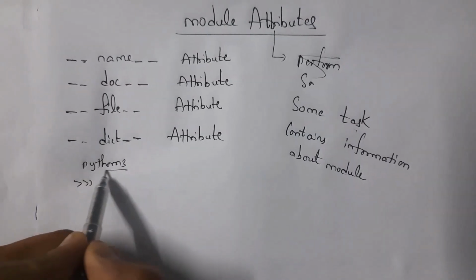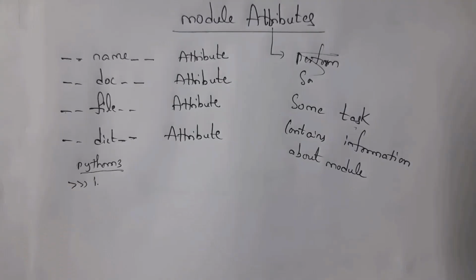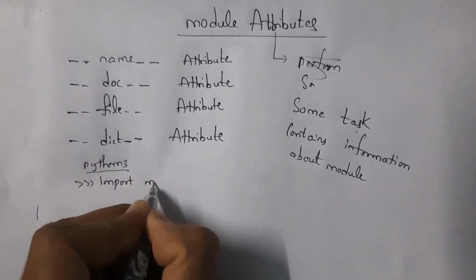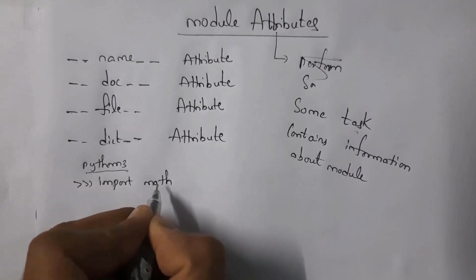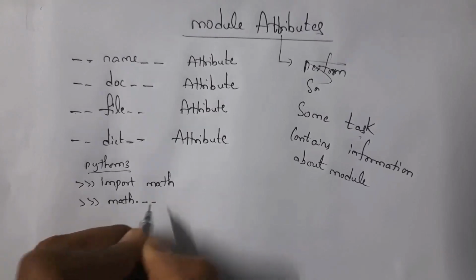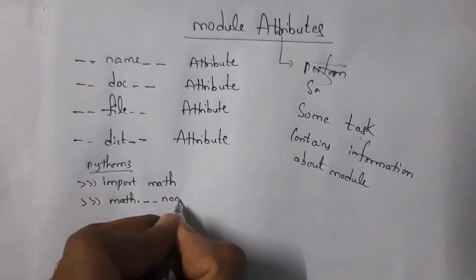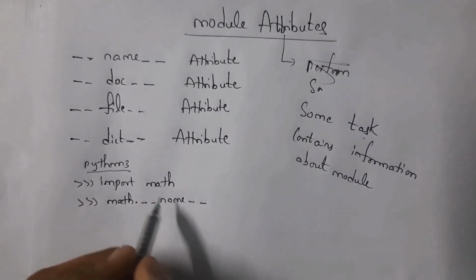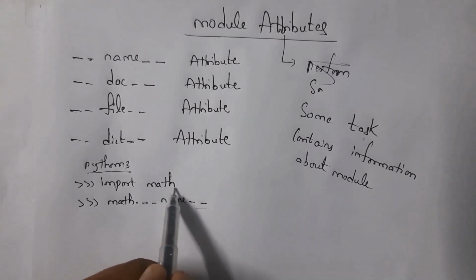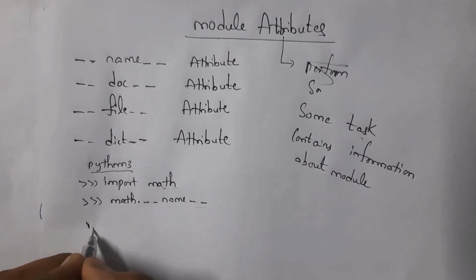So at first open command prompt and open Python. Now I am importing math module. So just write here import math. Whenever you write import math, it will import the math module. And next I am writing here math dot __name__. This name attribute returns the name of the module. What is the module name? That is math. So you'll get output math.